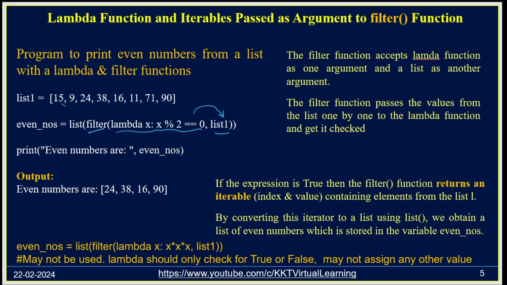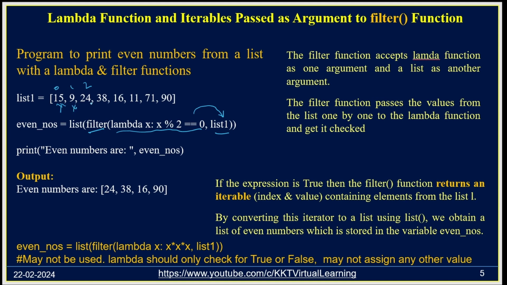For example, in the case of a list, you have index 0, 1, 2 like that, and 15, 9, 24 are values. Now in this case, from list1, the first element taken is 15. So 15 % 2, that means it will find the remainder. Here the remainder is 1. That will be checked against 0, so it is not true. So this will not be considered. Now the second element is taken. Here also the remainder is 1, so it is not true, so this will be filtered out.